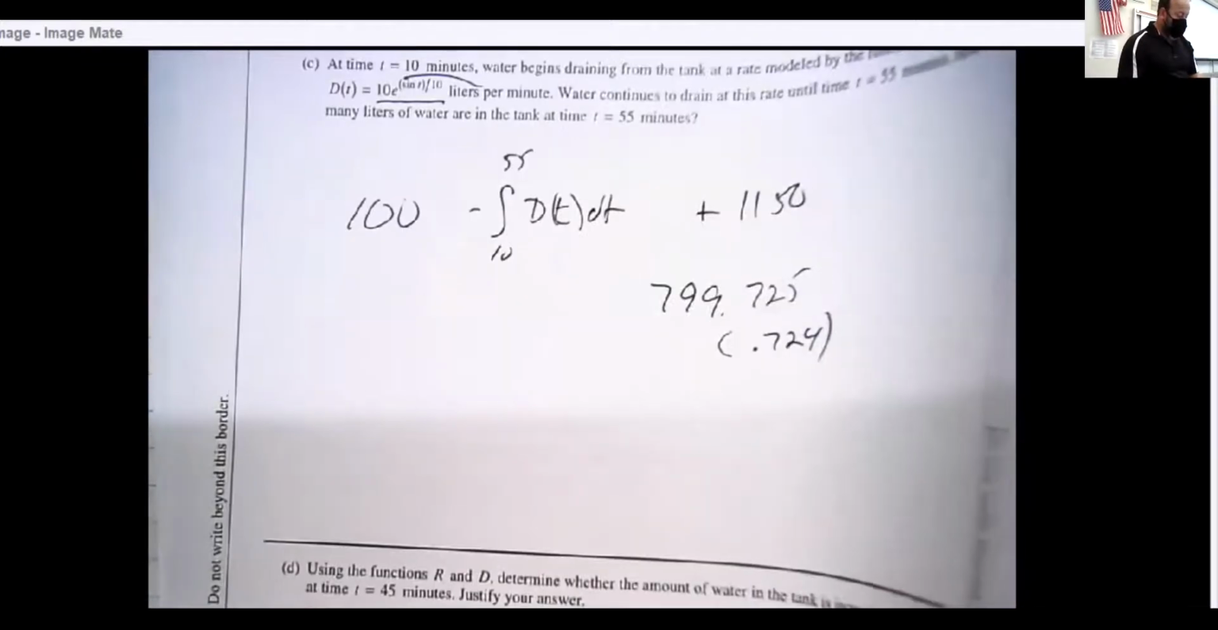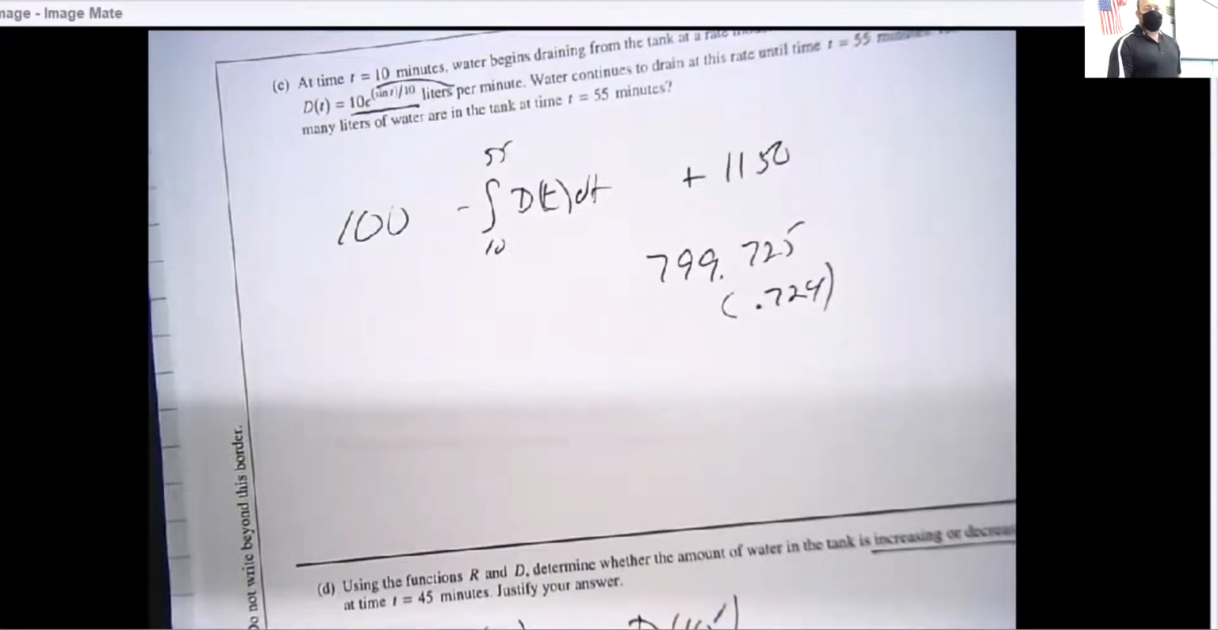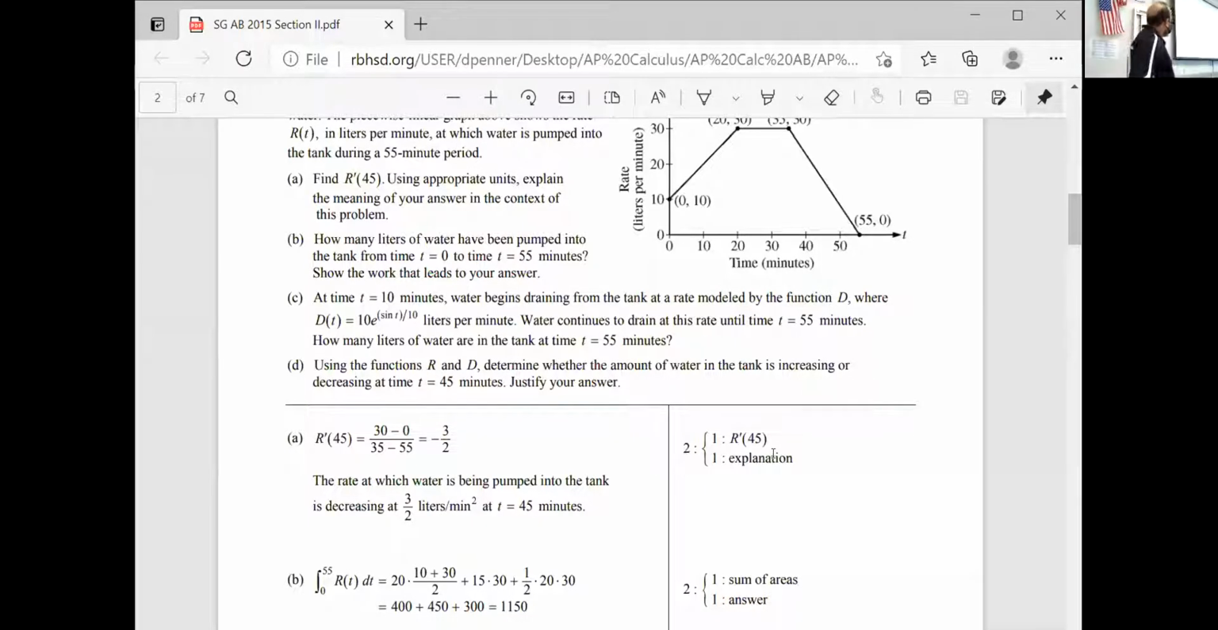So that was question number 1. Now I'll have to kind of go over how we score that. So I'll bring that up so you can actually see the score proposal on that thing. You can kind of see, because I think a lot of you probably would like to give yourself an actual value there. So here we go. Let's go ahead and do a new share to this so you can actually score yourself. So R prime of 45 being negative 3/2, and then did you explain it? 1 point for each.